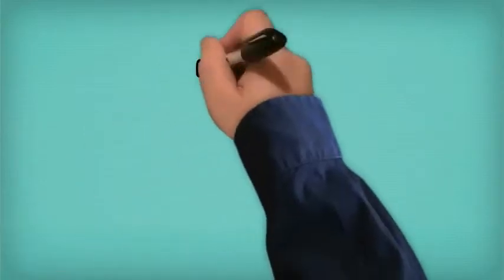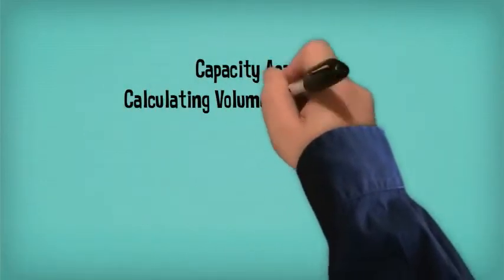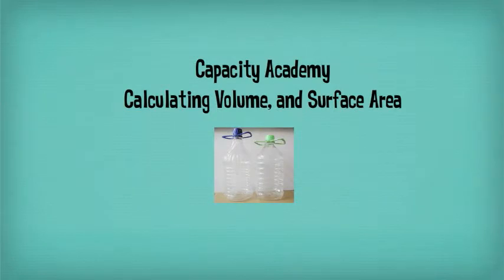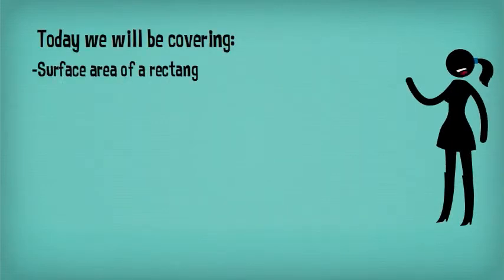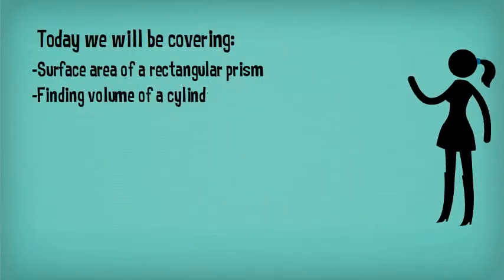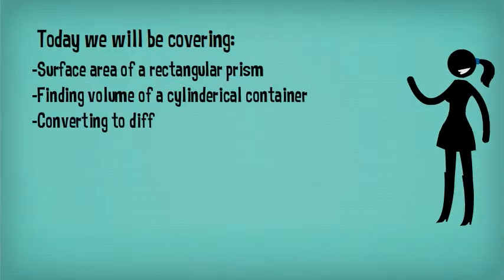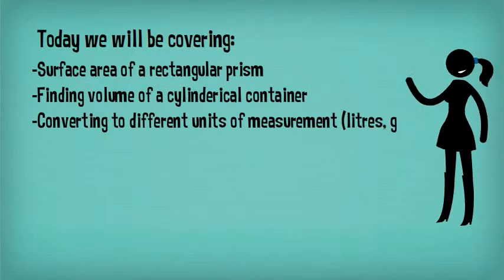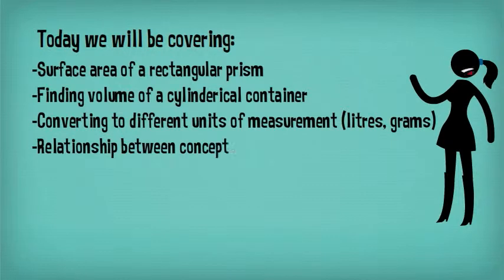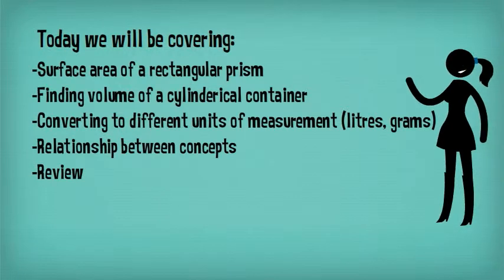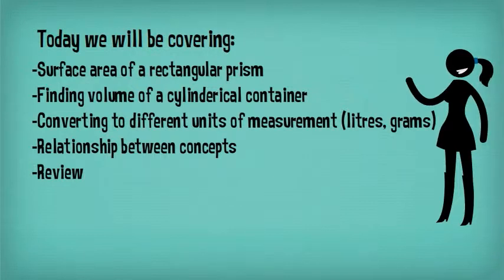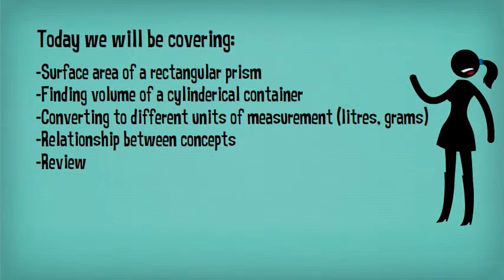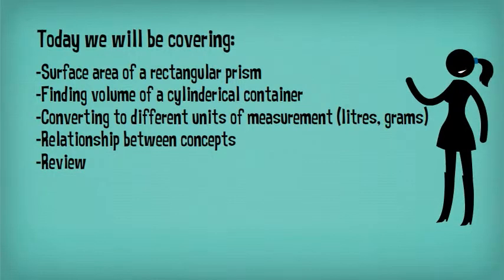Capacity Academy. Welcome! Today we will be learning about volume and surface area, so let's get started. In detail, we will learn how to find the surface area of a rectangular prism and how it relates to volume. Then we will learn how to find the volume of a cylinder and why it has to be at 4 degrees Celsius. We will then convert each answer to a different unit of measurement, like liters and grams. We will have a review towards the end of this tutorial.